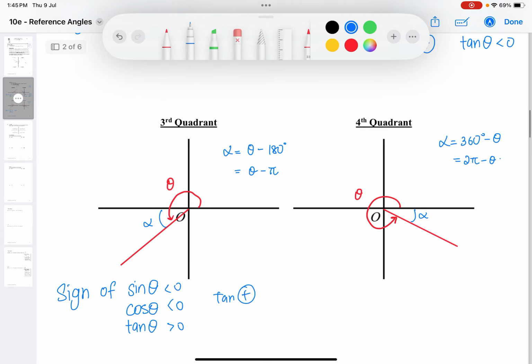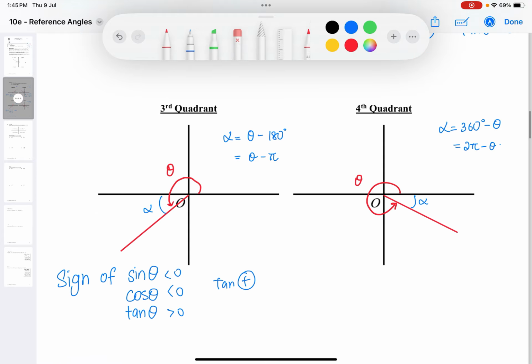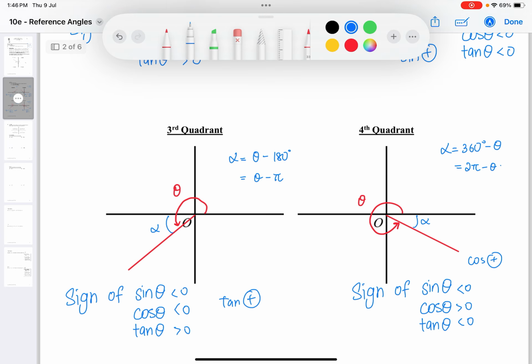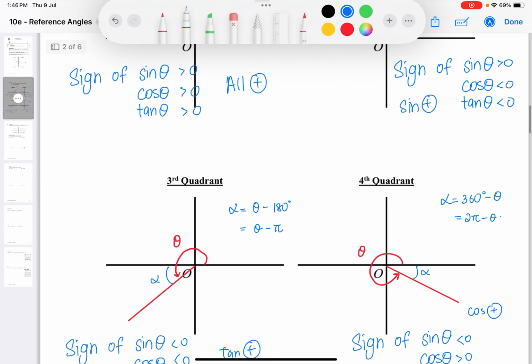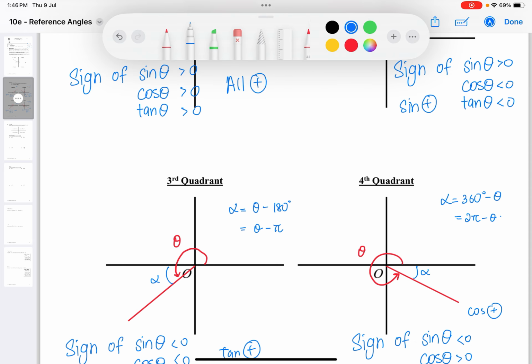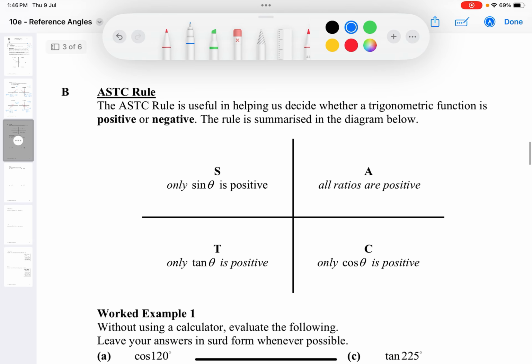Finally, in the last quadrant, only cosine is positive, and the rest are negative. So that's why the acronym ASTC came about, and that is on our third page over here. ASTC. Now I'm going to go through the examples.